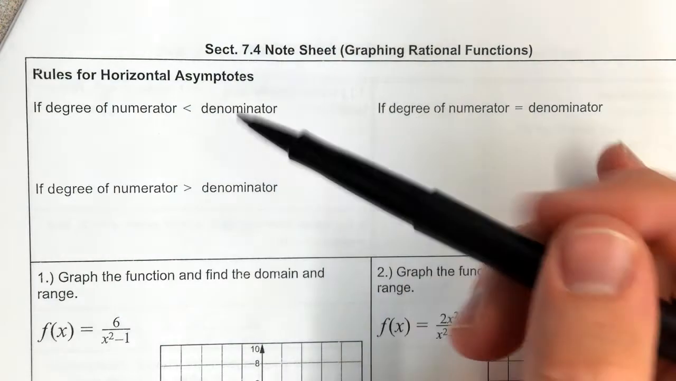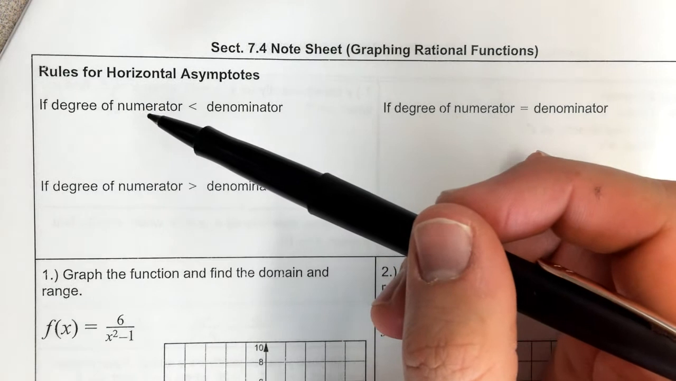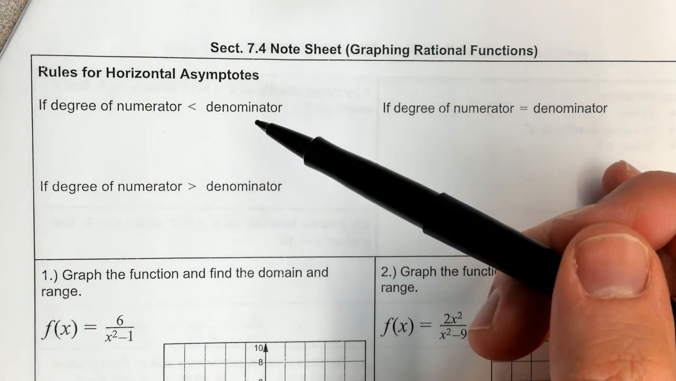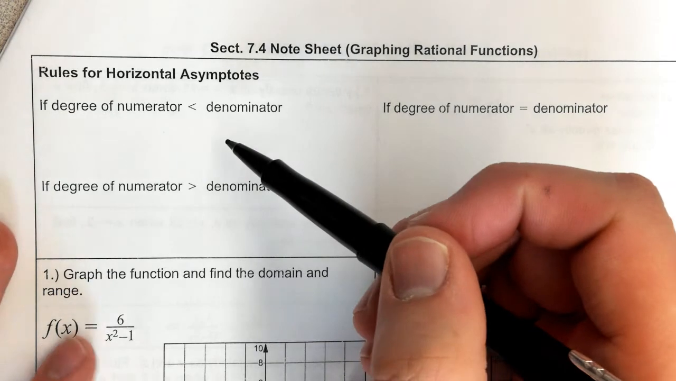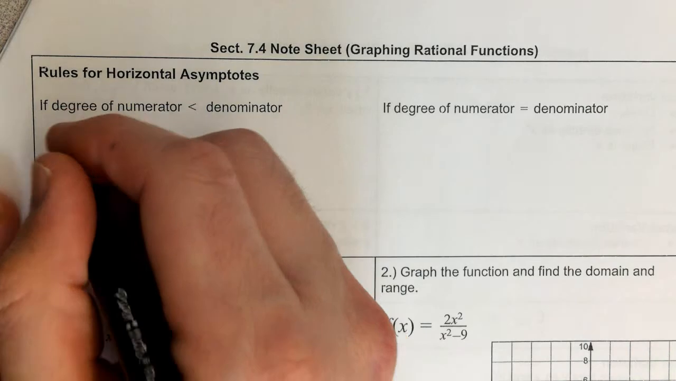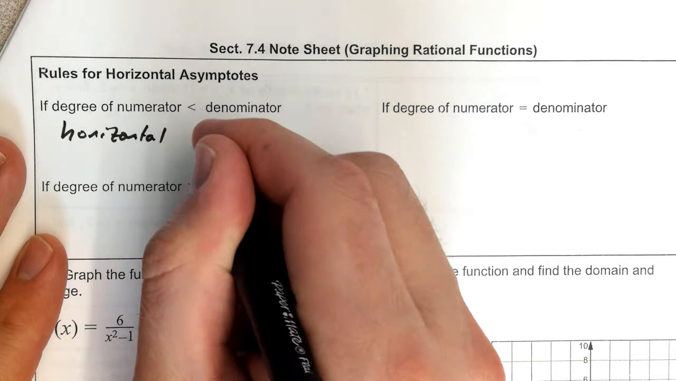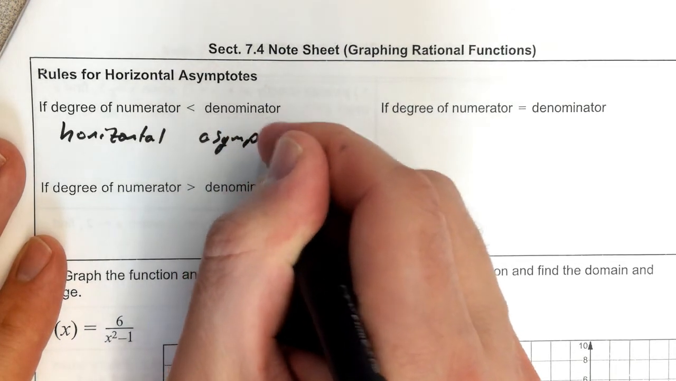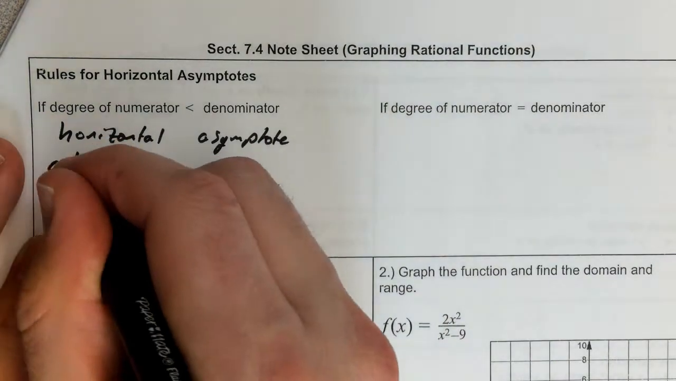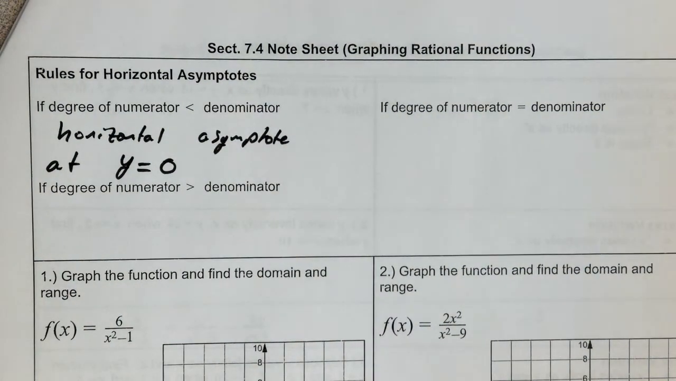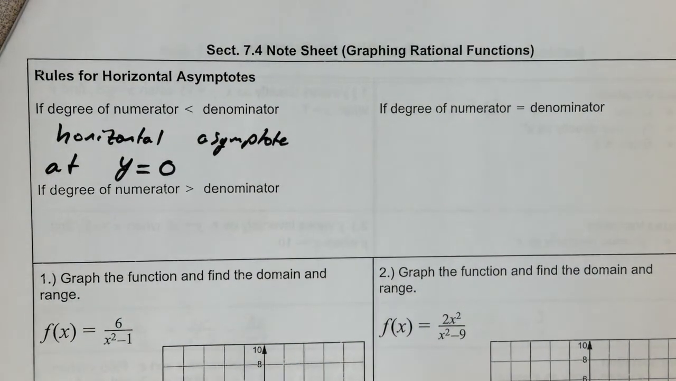What you're going to do is check the degree of the numerator. That's the highest power of x in the numerator. And you're going to check that against the degree of the denominator. If the degree of the numerator is less than the degree of the denominator, then there is a horizontal asymptote at y equals 0. It's always going to be along the x-axis, which is y equals 0.